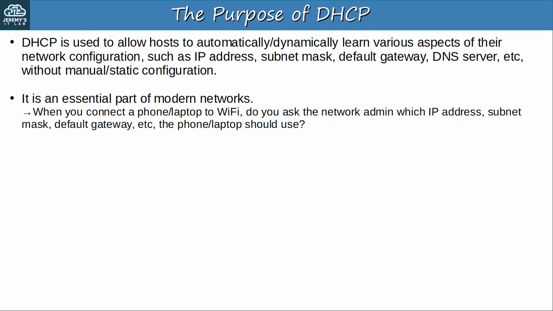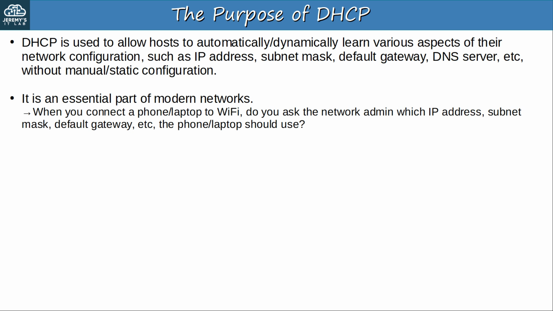For example, when you connect a phone to Wi-Fi, do you ask the network admin, whoever is running the network, which IP address, subnet mask, default gateway, etc., the phone or laptop should use? Probably not. We all expect that once we connect to Wi-Fi, we'll automatically have access to the network and the internet. It's probably the same in your home network. If you connect your PC to your home router, you probably don't need to manually configure your PC's IP address, default gateway, etc. Of course, you can do that if you want, and some of you probably do.